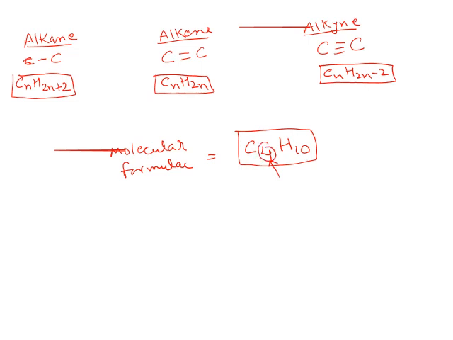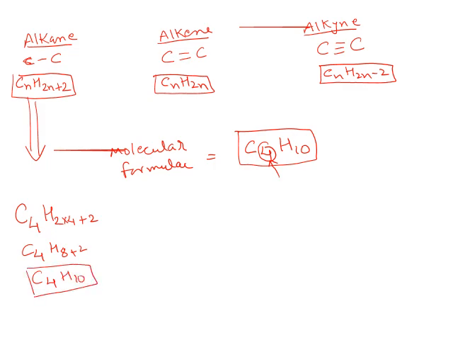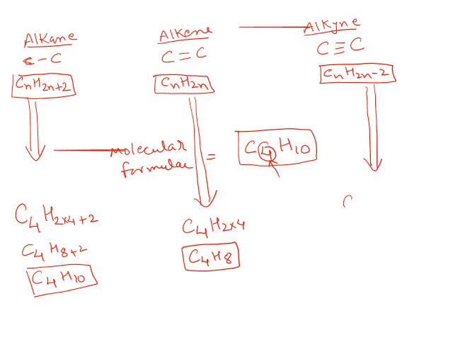How many carbons do you have in this molecular formula or this compound? 4. So put this in the alkane formula, C4H2 into 4 plus 2. So C4H8 plus 2, which is C4H10. You got this one. And then if I use 4 in the alkene formula, we're going to get C4H2 into 4, C4H8. If I put 4 in the alkyne formula, number of carbons 4, minus 2, C4H8 minus 2, C4H6.